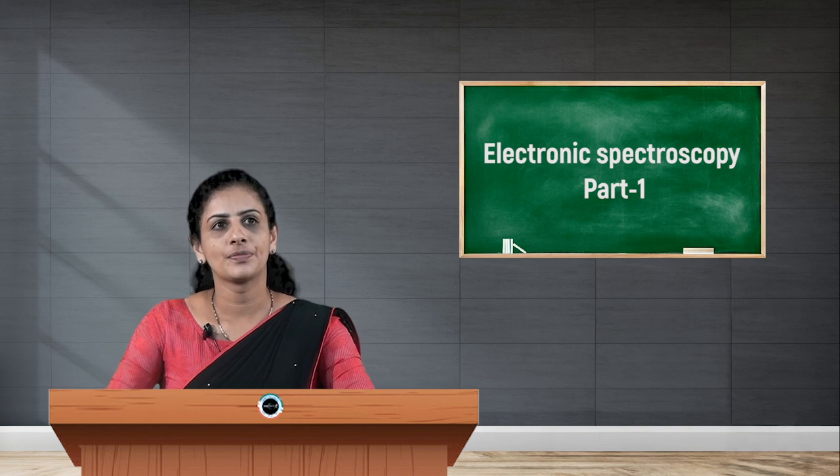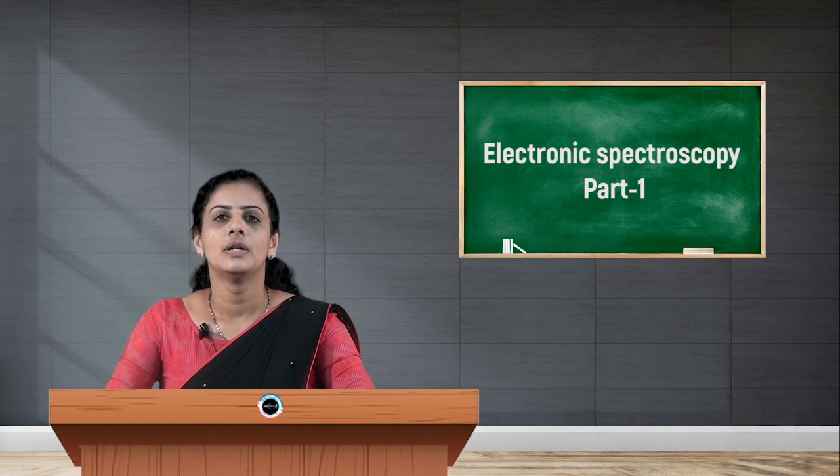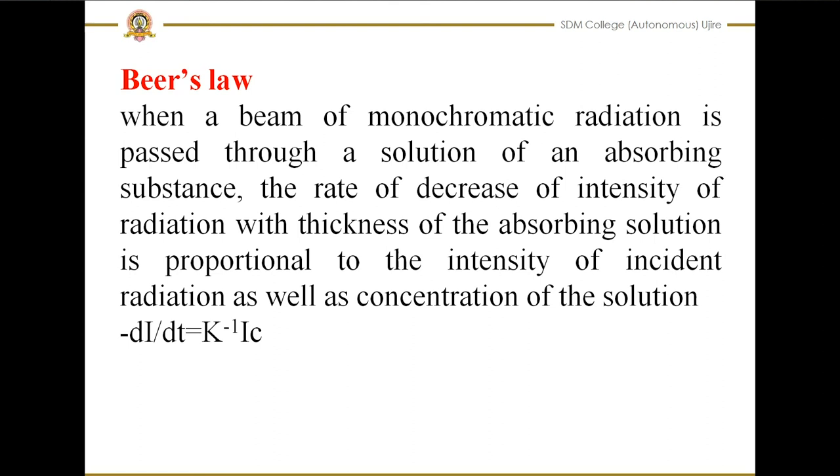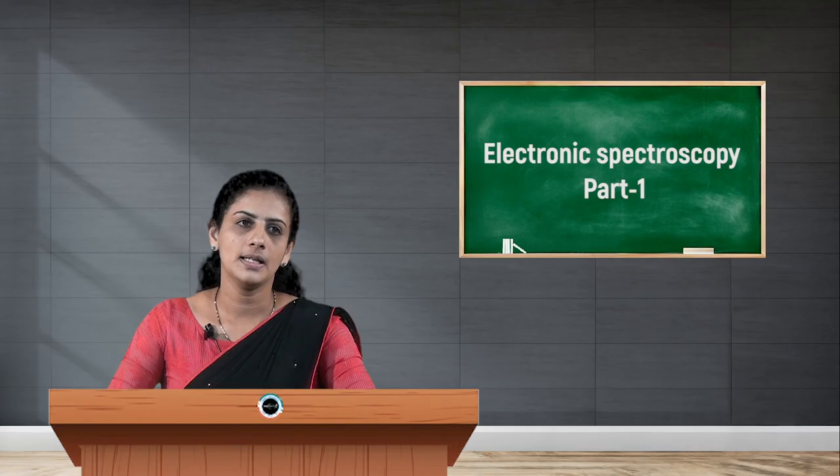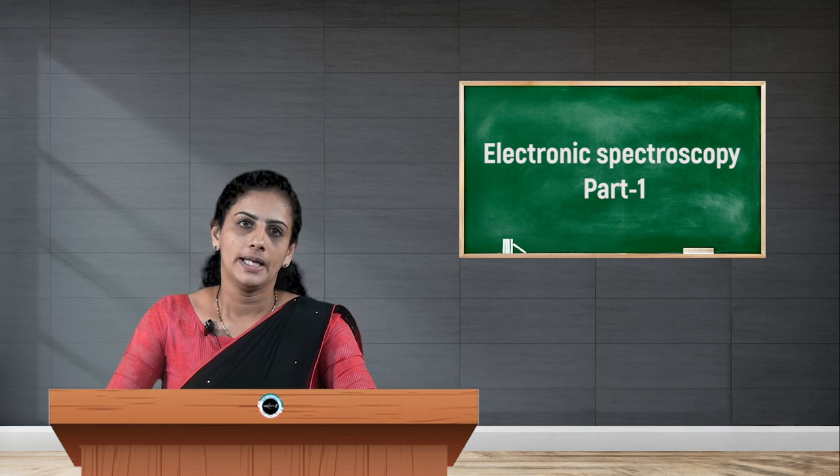Next, Beer's law. It states that when a beam of monochromatic light is passed through a homogeneous medium, the rate of decrease of intensity of the radiation is directly proportional to the concentration of the solution and the intensity of the incident light. It is given by minus dI by dt is equal to k inverse into I into C, where C is the concentration, I is the intensity, k inverse is the molar absorption coefficient, and once again minus dI by dt is the rate of change of intensity.